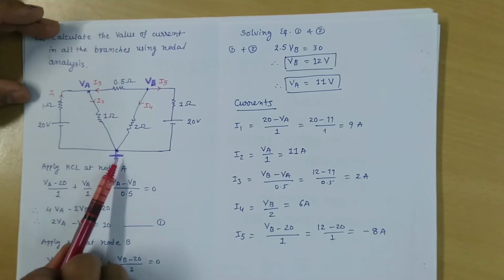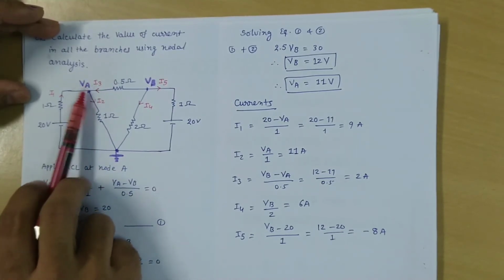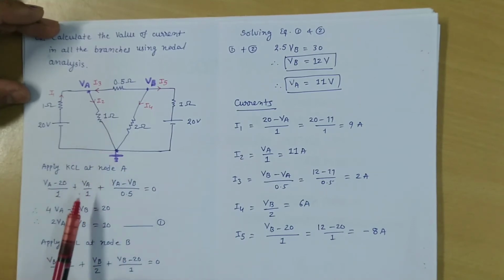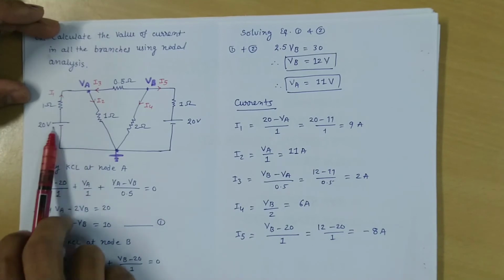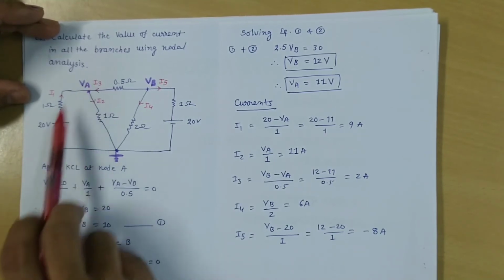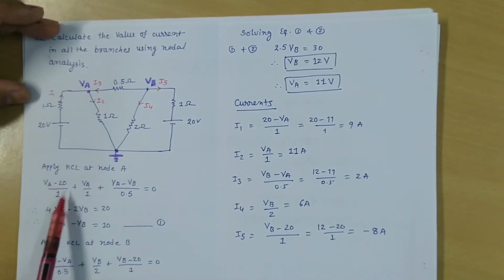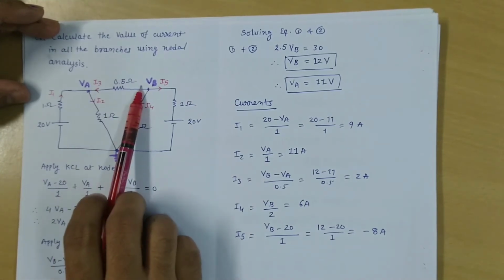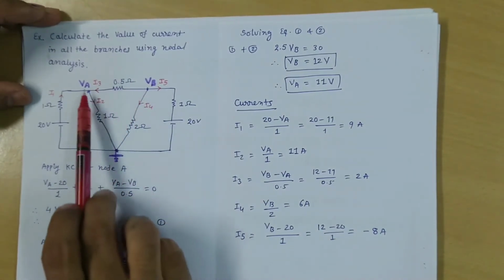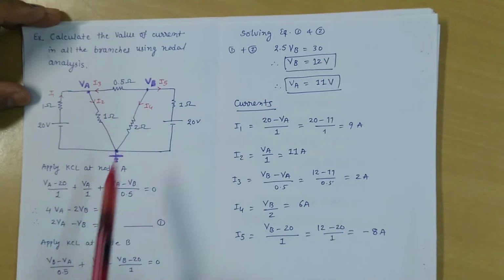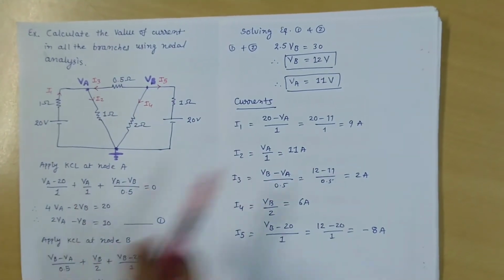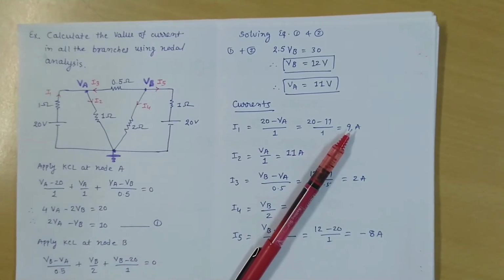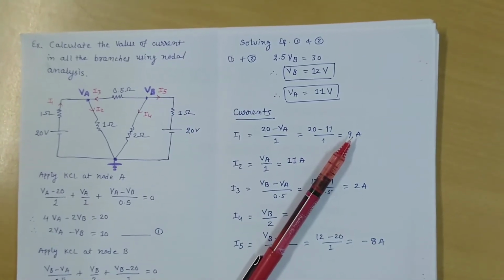Now in this branch this node is connected to the ground, so we have voltage VA by 1, that is the current for this branch, voltage divided by resistor. In this branch we have voltage divided by resistor, that is VA minus 20 by 1. Now for this branch, VA minus VB divided by 0.5 is equal to 0. In this case, if you are confused, I can write it like this.